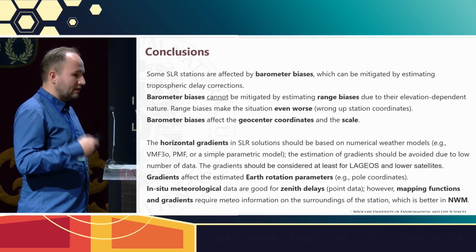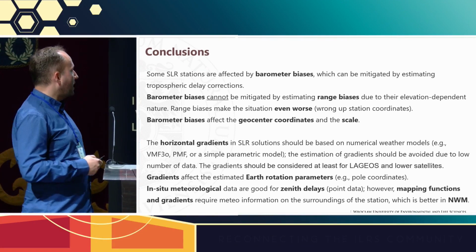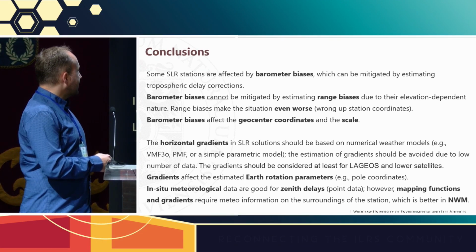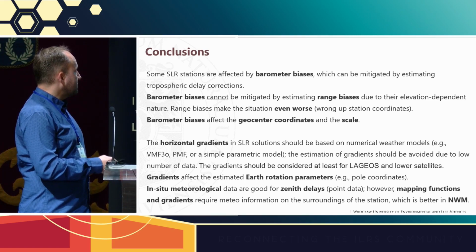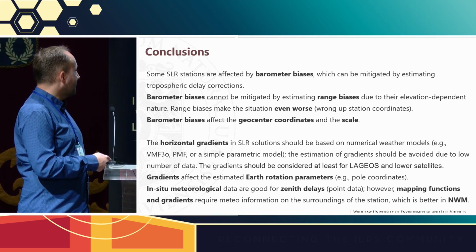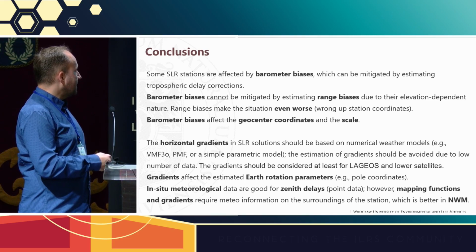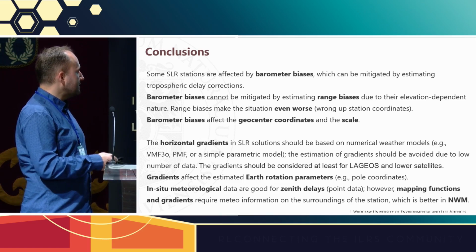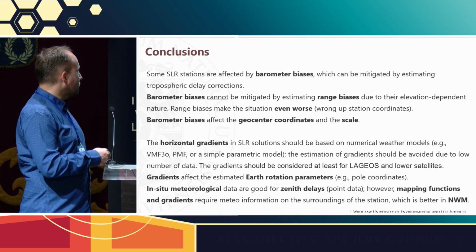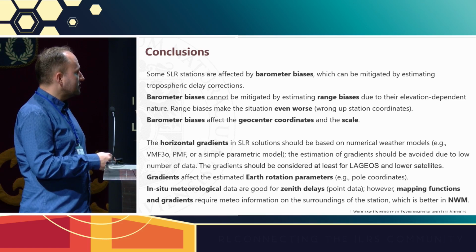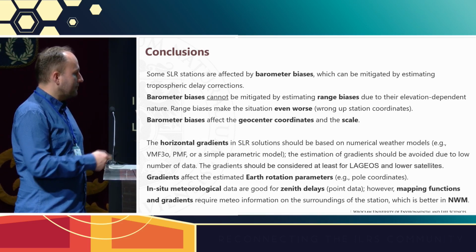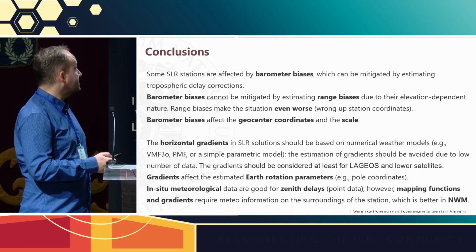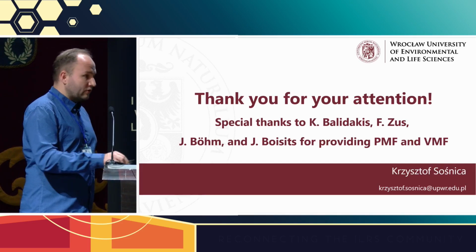For GNSS, there are not too many observations at low elevation angles. Gradients affect the estimated Earth rotation parameters, especially the pole coordinates. In situ meteorological data are good for zenith delays because they collect information from the exact point where the station is located. However, mapping functions and gradients require meteorological information on the surroundings of the station, which is better included in the numerical weather models. Okay, thank you for your attention.